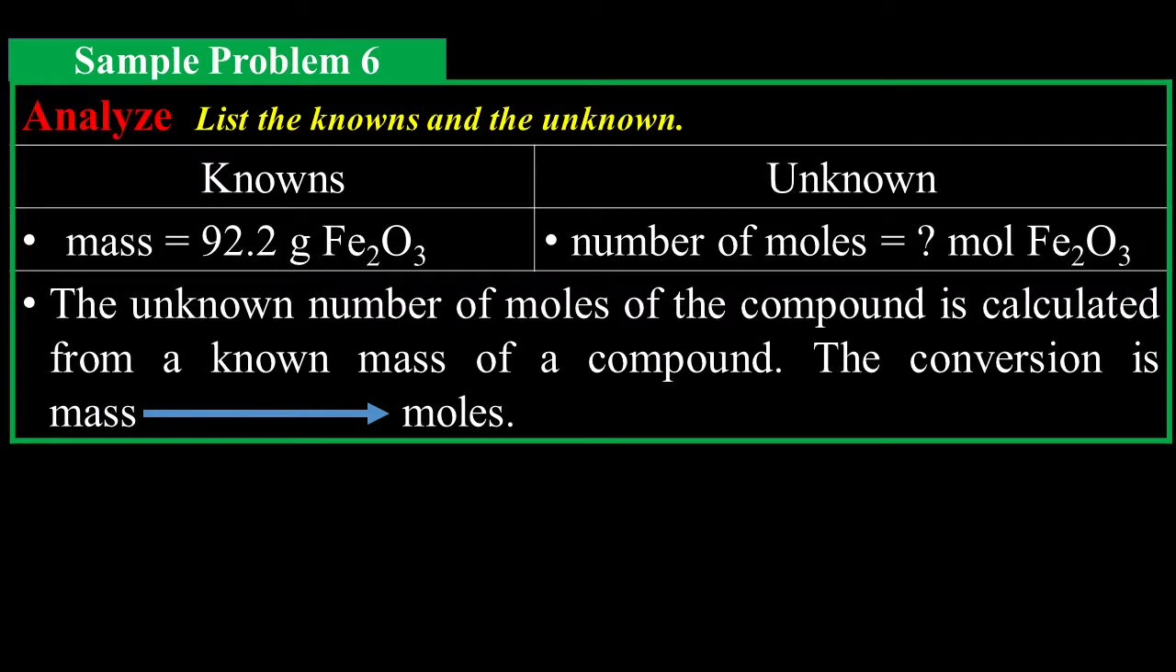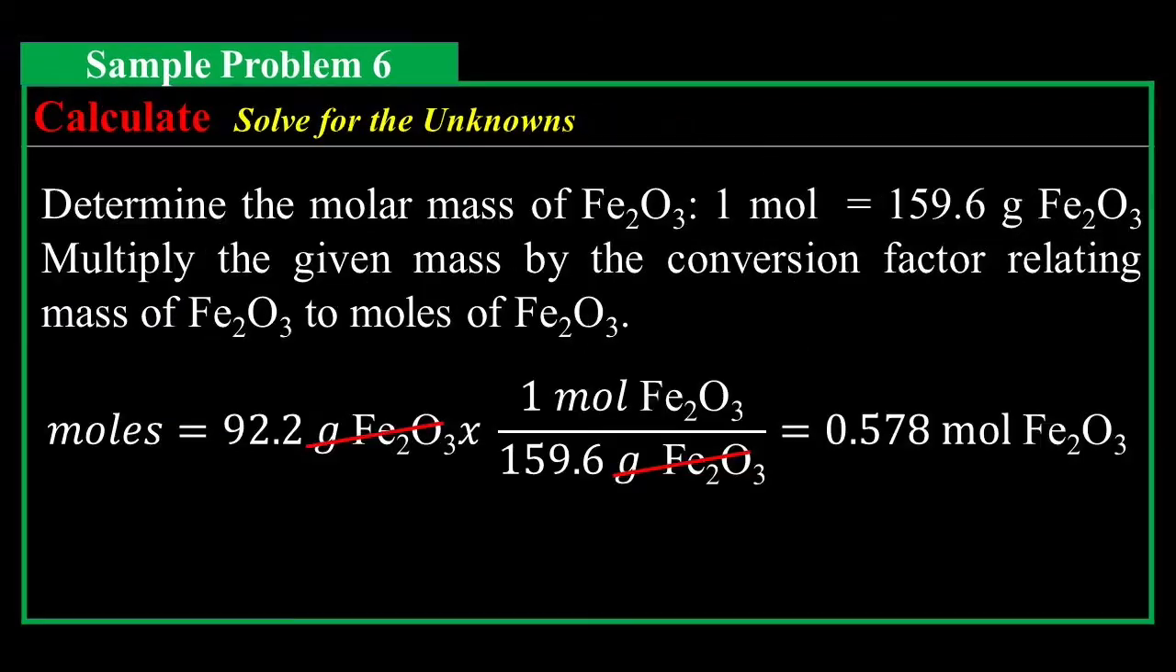So what do we know? We know the mass is 92.2 grams of iron 3 oxide. That's what we want to convert to moles. We want to know the unknown, which is the number of moles. The unknown number of moles of the compound is calculated from the known mass of a compound. The conversion is mass to moles. So the first thing I've got to do, and you'll understand it directly, is find the mass of 1 mole of Fe2O3. Get it? Okay. It's going to be 159.6. That's the mass of 1 mole of iron 3 oxide. So you actually end up, it says determine the molar mass of iron 3 oxide, 1 mole equals 159.6 grams of iron 3 oxide.